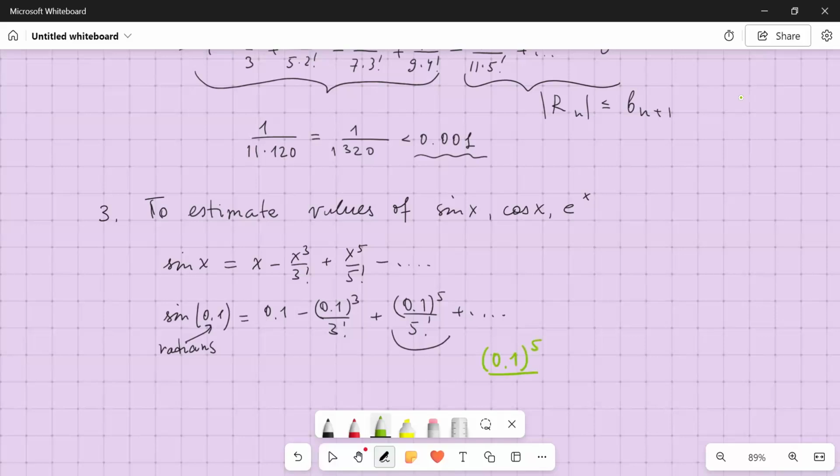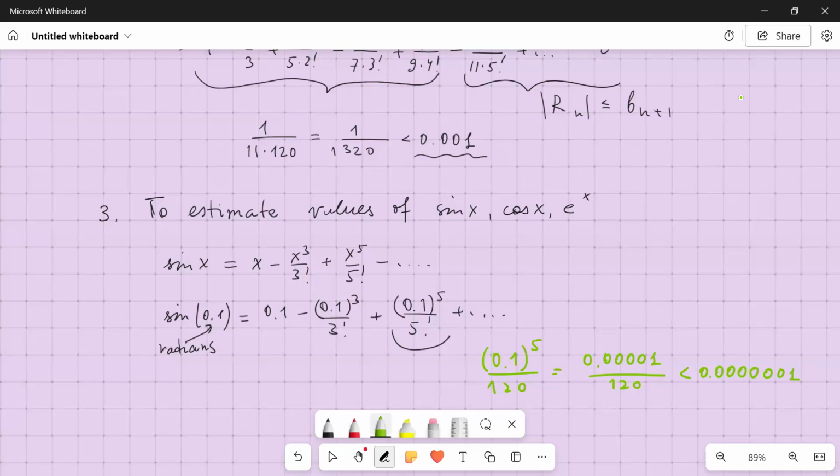0.1 to the power of 5 over 120, because 5 factorial is 120. Well, 0.1 to the power of 5 is 1 with several zeros, over 120. This is more than 100. So the term is going to be about 10 to the negative 7. I think that's going to be the value. Maybe not. Maybe I placed too many zeros.